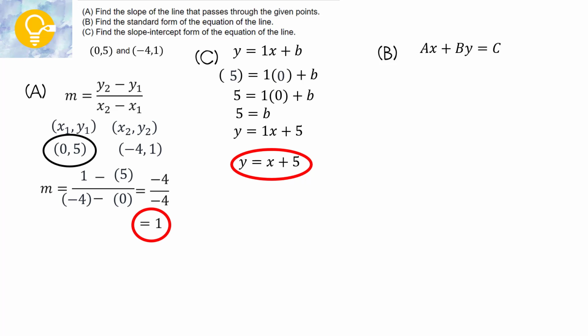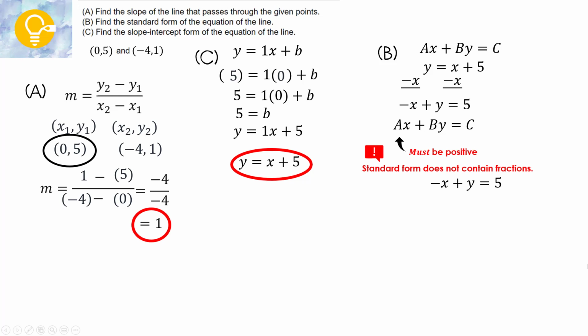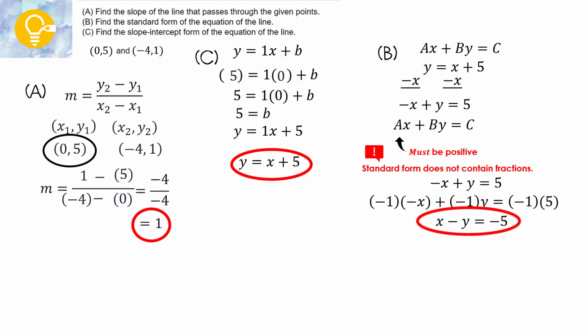Finally, we're going to find standard form. y equals x plus 5 is slope-intercept form. I'm going to subtract x from both sides. Now hopefully you remember, a has to be positive. So we're going to multiply everything by negative 1. And then we end up with x minus y equals negative 5. And that is our standard form.